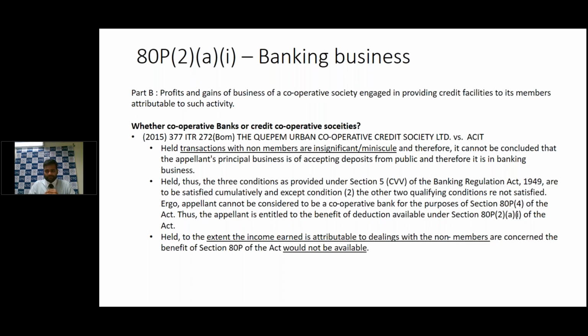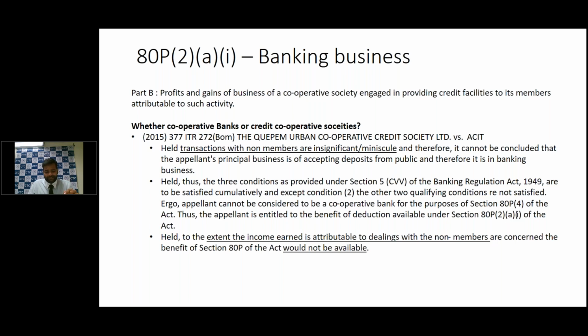Matter traveled to the High Court. The High Court said that for one to become a cooperative bank, the definition of cooperative bank under the Banking Regulation Act was applied. It states that a cooperative bank has to satisfy three conditions. One, its primary business must be that of transaction of banking business. Two, paid up share capital and reserves must be less than 1 lakh of rupees. Three, the bylaws do not permit admission of any other cooperative society.